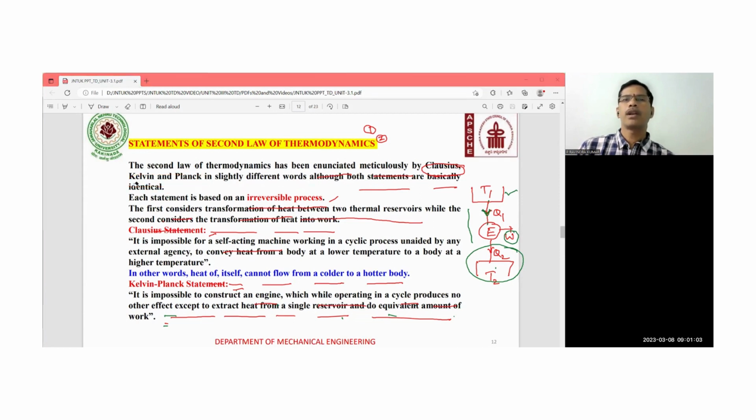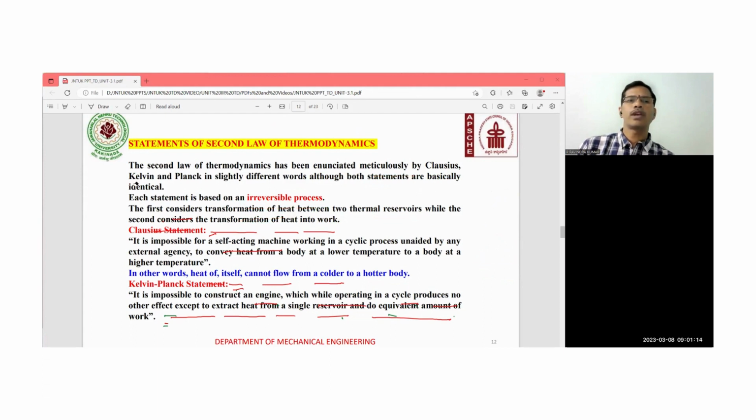Kelvin Planck statement and Clausius statement. So hope these particular statements are clear. Once these statements are clear, then you can easily prove that these two statements are one and the same. That is what the second law of thermodynamics is going to discuss.